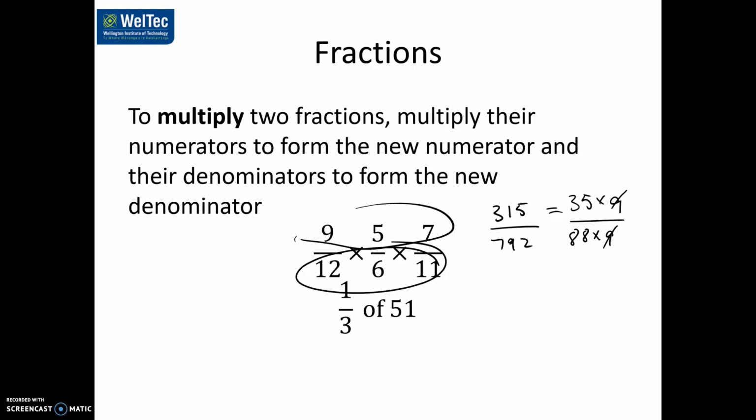Now a third of 51 means a third times 51, but 51 is actually 51 over 1, so that becomes 51 over 3. Now we can simplify that because 51 is 3 times 17, over 3 times 1, so the answer is 17.